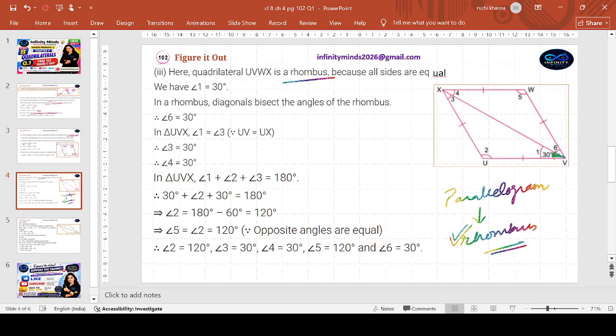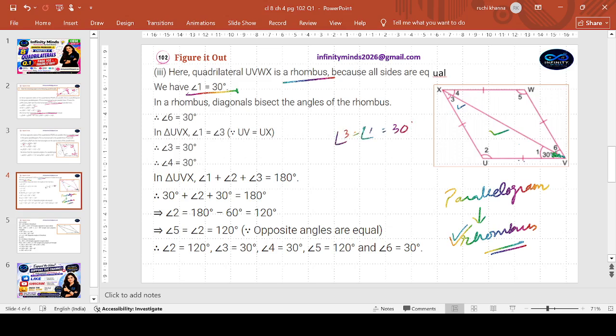Value has been given as 30 degrees. So let us name it angle 1. Let us say that we are given angle 1 equals 30 degrees. Now, the diagonal is able to divide the rhombus into two triangles. As such, if you notice this particular triangle, say XUV, it happens to be an isosceles triangle with side UX equals UV. In an isosceles triangle, angle 1 and angle 3 shall play the role of base angles.